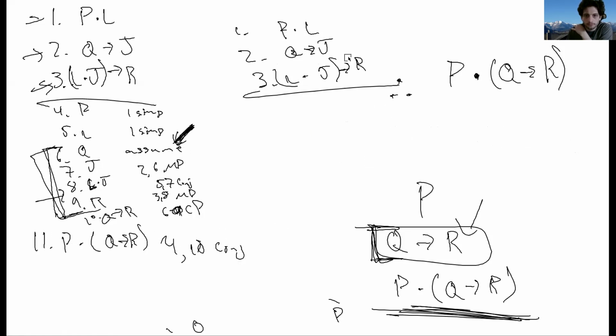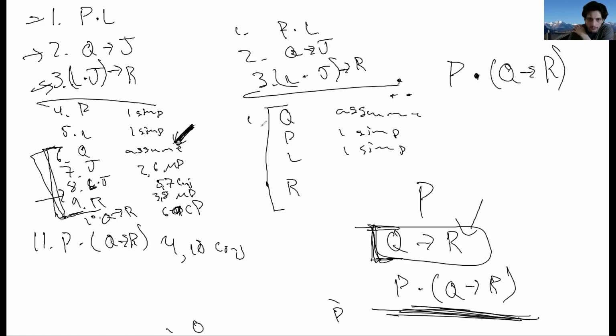Right, so same argument, but let's just say that we did start our subproof off first, Q, and we're trying to get to R at the end of the day. So assume Q. Then the idea is, okay, well, you can still do the simp inside here. So that's 1 simp. And then we can do L1 simp. So this would be 4, 5, 6.